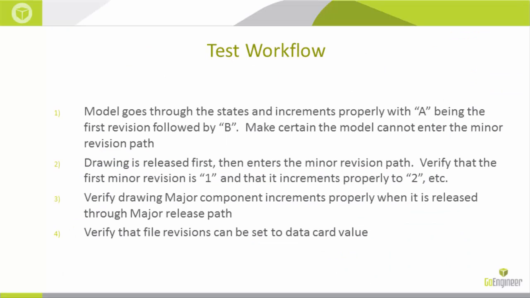In testing the workflow, we have indeed verified that the model starts off at A, moves on to B, and that it cannot enter the minor revision path. We have looked at the drawing, released it at A, then released it through a minor revision to A1, and then when we re-released it, it did move on to B as it went through the major release path. Our next step would be to verify that file revisions can be set to the data card value. So let's go do that.